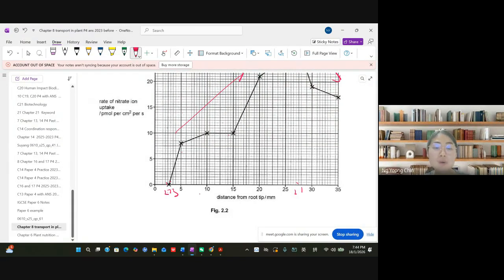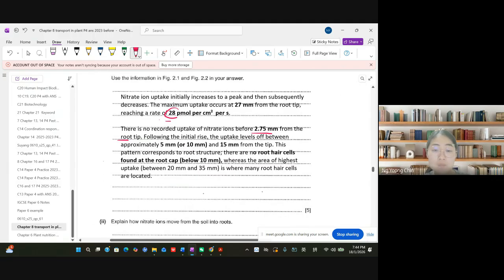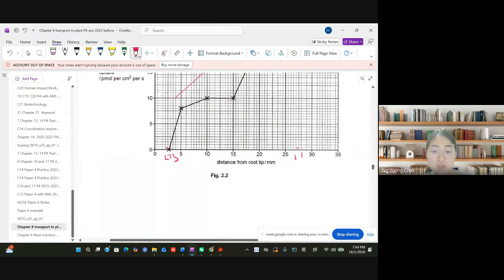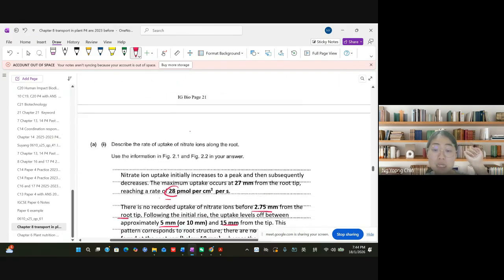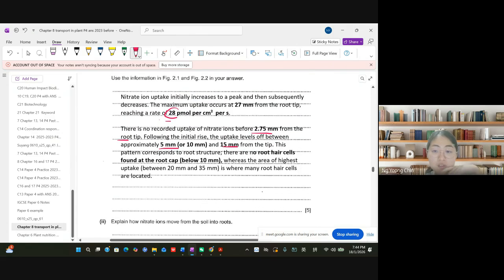Before that, there will be no nitrate ions being absorbed by the root tips. But later, the uptake levels between 5 millimeters and 15 millimeters from the tip, around here, from 5 to 15, slowly show some nitrate ions being absorbed by the root hair cells. So this pattern corresponds to the root structure, where no root hair cell is found at the root cap.